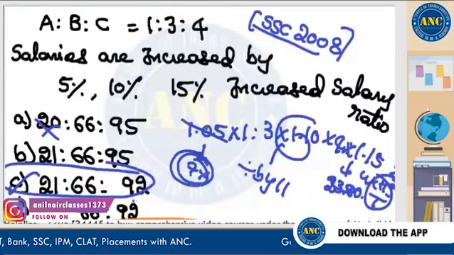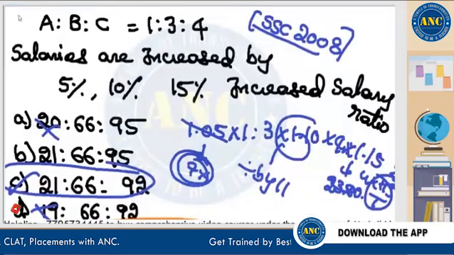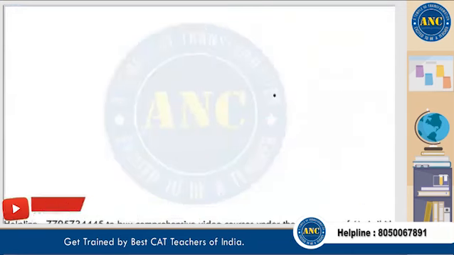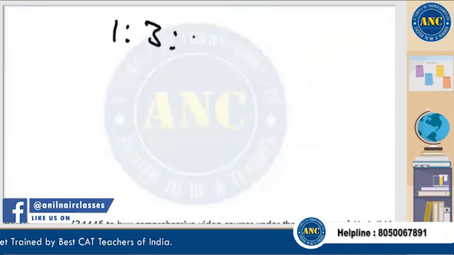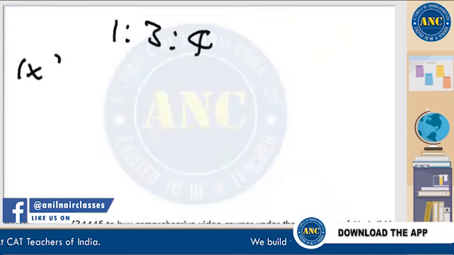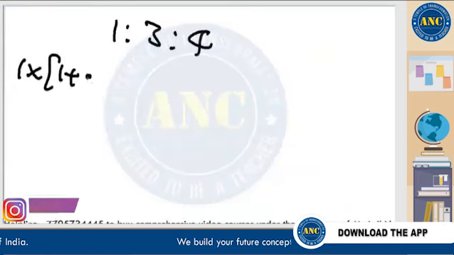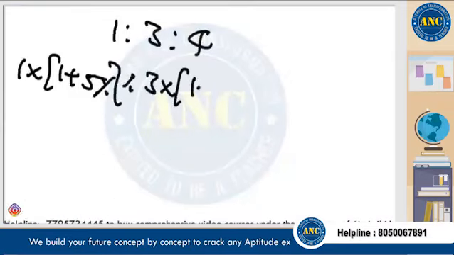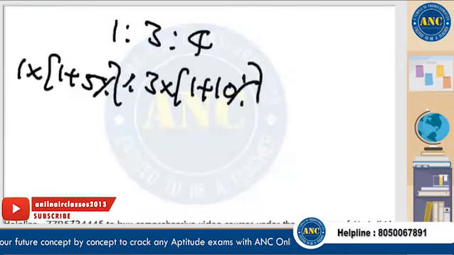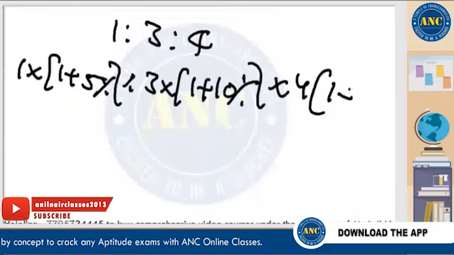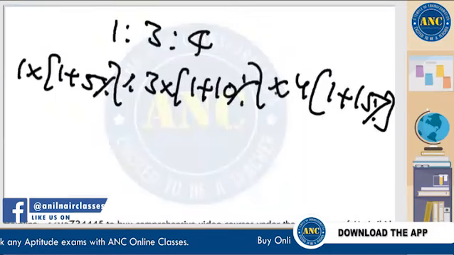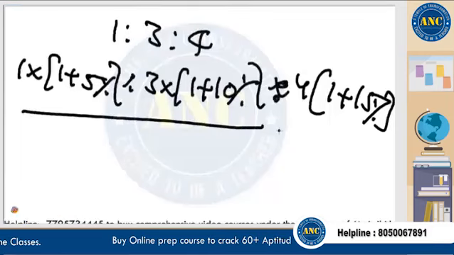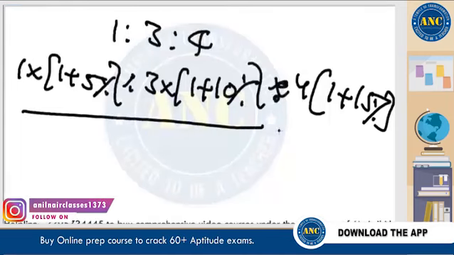Now, before I get into the logic, another question. One student WhatsApped me: Mahesh, 5% increase is 1 is to 3 is to 4, beta. 5% increase is 1 plus 5%, 10% is 3 into 1 plus 10%, 15% is 4 into 1 plus 15%. You can calculate it later, beta. I think we are interested in solving the questions very, very fast.